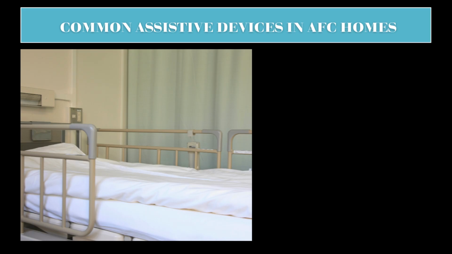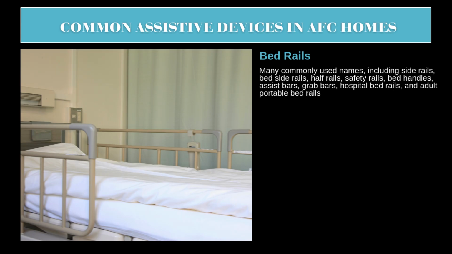Let's explore some common types of assistive devices in AFC homes further. Bed rails have many commonly used names, including side rails, bedside rails, half rails, safety rails, bed handles, assist bars, grab bars, hospital bed rails, and adult portable bed rails. Some people use bed rails to help pull themselves up, turn in bed, or to get out of bed. Facility staff members may use bed rails thinking they will prevent an older adult from falling out of bed or keep an individual with dementia from getting out of bed and wandering. These are examples of bed rails used as restraints.